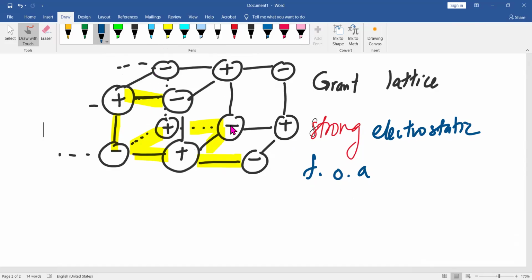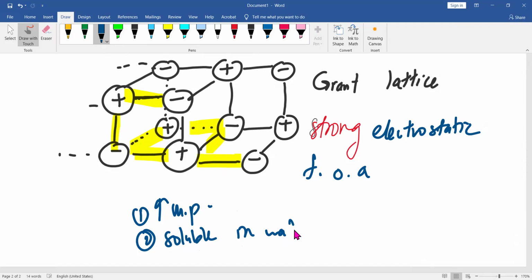So because of this, do you think this compound will have a high melting point or low melting point? There are many, many strong electrostatic forces of attraction. High melting point. Okay, number one is high melting point. Number two, it is soluble in water. Number three, do you think it can conduct electricity?